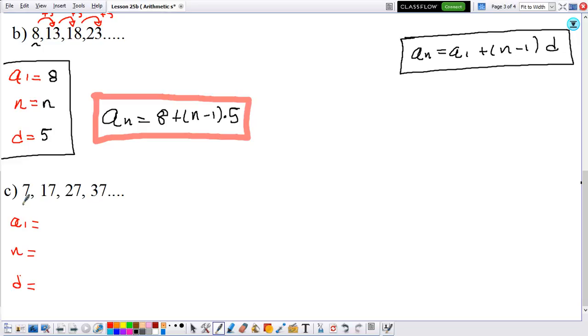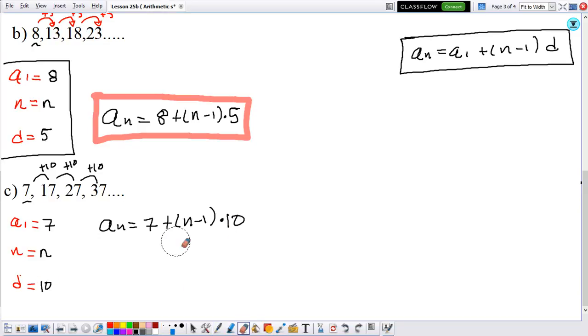Here, a1 is the easiest of them all, the first one, so that's just 7. N remains as n, and d is the number that you keep adding or subtracting. If you look here, you always need to add 10 in order to reach the next number. So the difference is 10. Once you know those three values, plug them into your formula: a1, which we found to be 7, plus n minus 1 times d, where d we found to be 10. You got those three values, you got a formula. All you need to do is box your final answer.